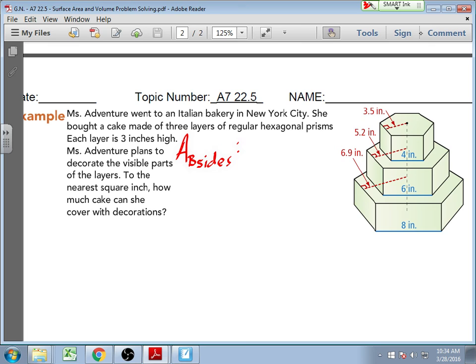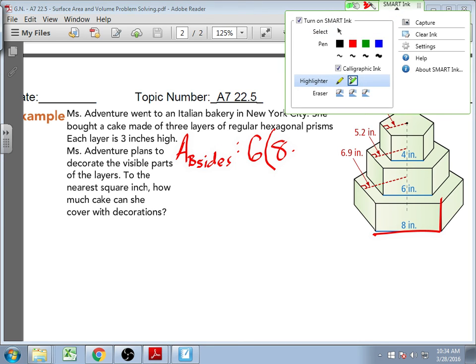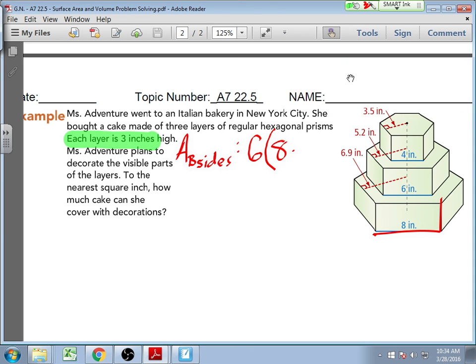How many faces are around the bottom tier? Six, right? Because it's a hexagon. So I'm going to say six times what is the shape of those faces? Rectangles. So it's just going to be length times height, right? Here we have length, we have height. So we have eight. What's the height? 3 inches. No, no, no. Wait. Good catch, Rye. Each layer is 3 inches high.